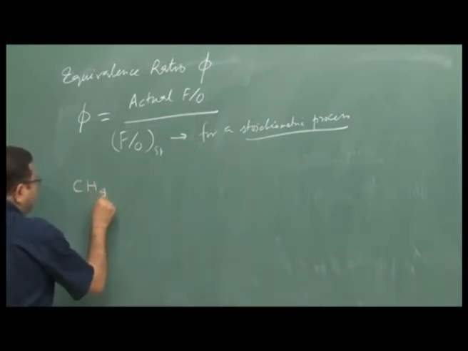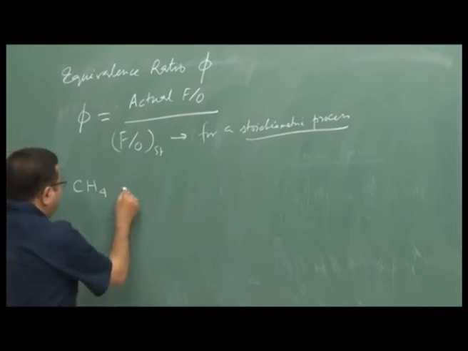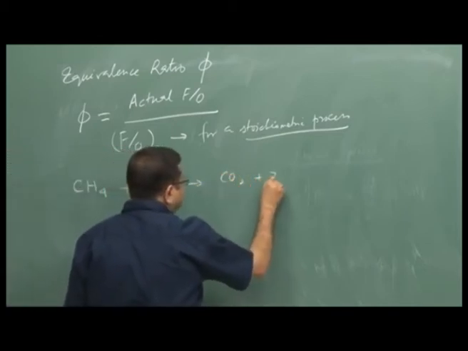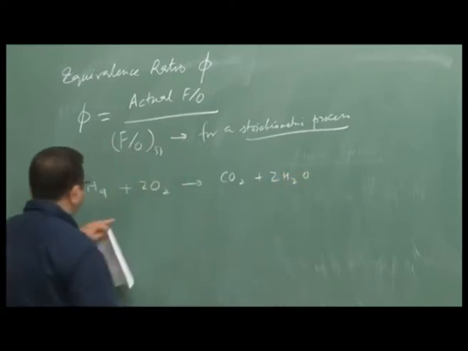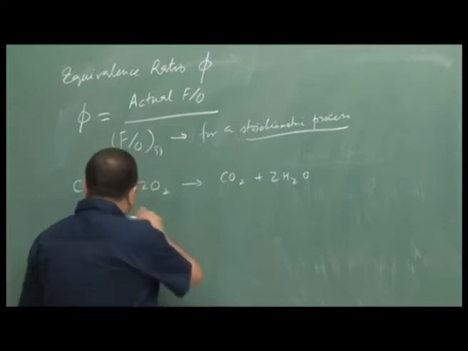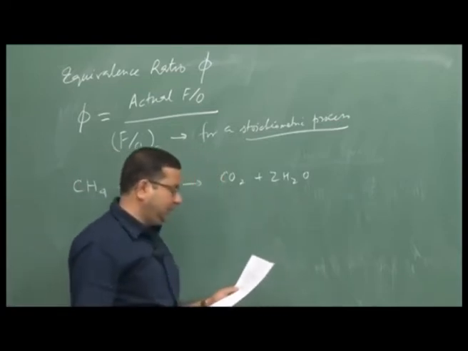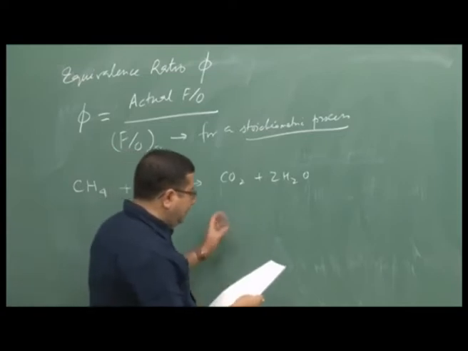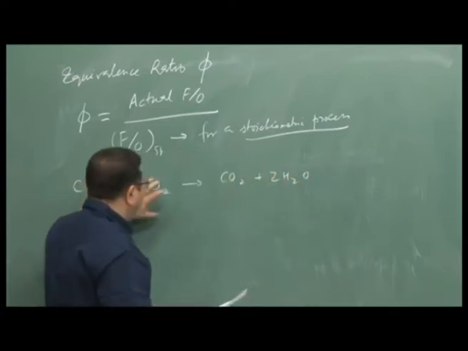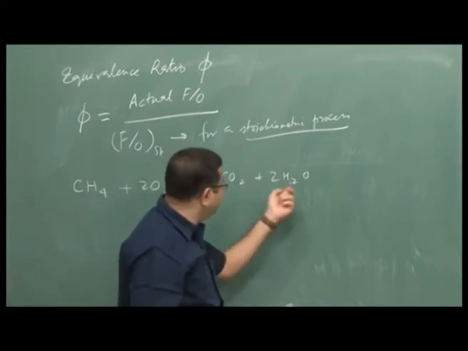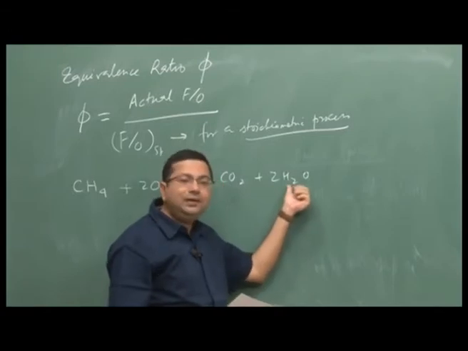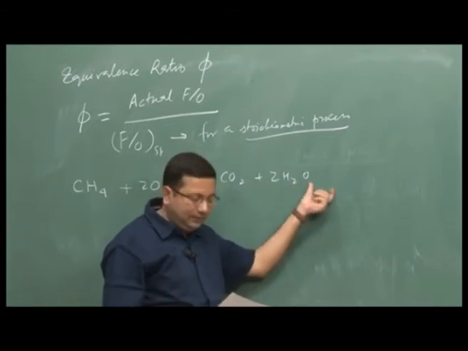Okay. Let me look at an example to clear this up. Let us look at combustion of methane in oxygen. So, this gives me CH4 plus 2O2 giving me CO2 plus 2H2O. So, this is a stoichiometric process. Why? Because here we do not have any reactant present, and these are stable species. Okay. Both carbon dioxide as well as water vapor are stable species.